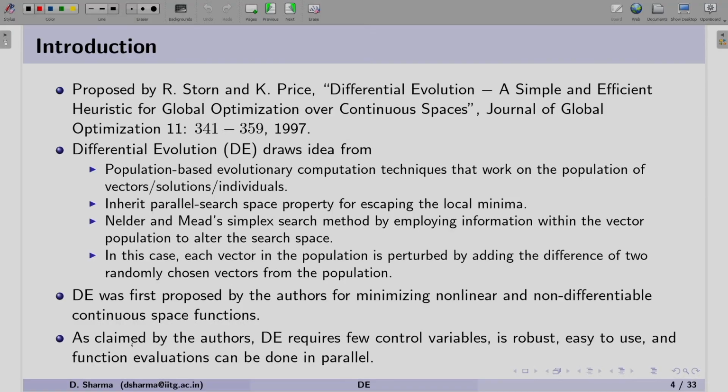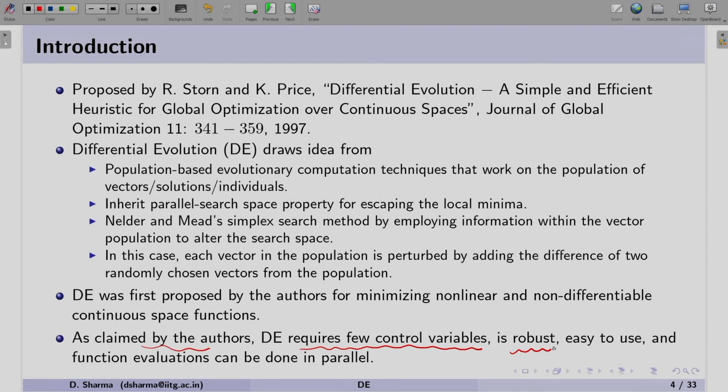As mentioned by the authors, DE requires few control parameters. As we have understood, EC techniques need certain inputs to be set before running the algorithm. For DE also we need certain input parameters, but that number is quite small. Second, it is robust. Why? Because DE can be used for various kinds of problems to get an optimum solution.